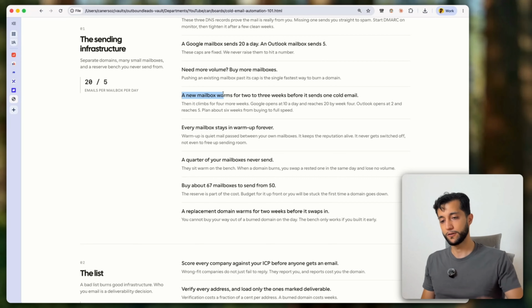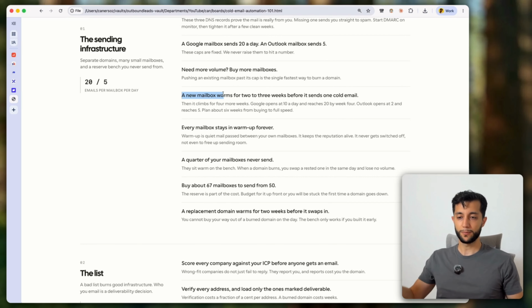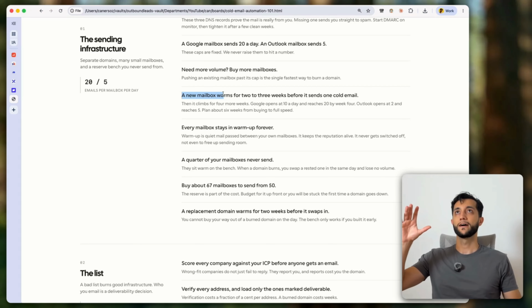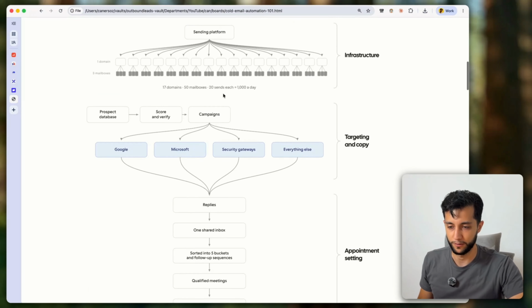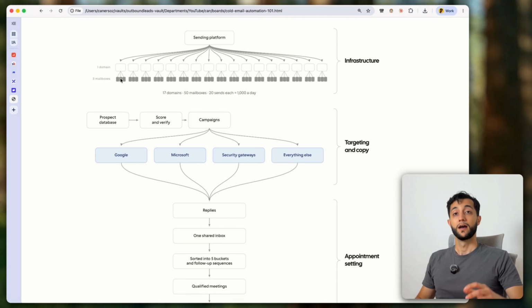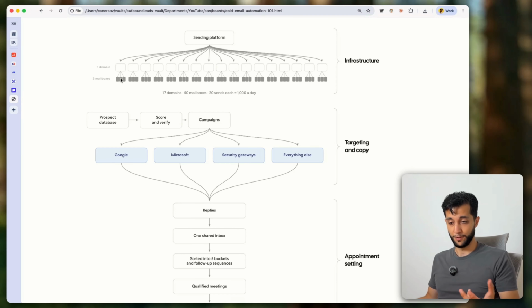And warm-up, by the way, in case you don't know, warming up an inbox means you have these fake inboxes, right? You have a bunch of these. Other people are also sending cold emails.